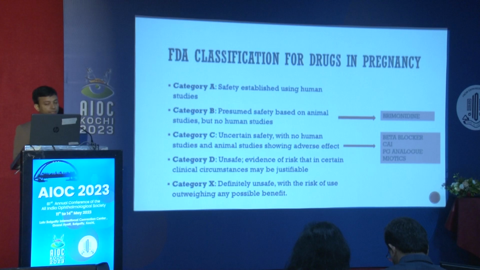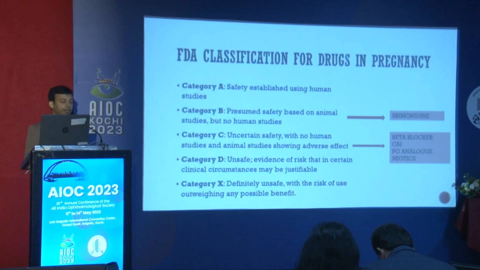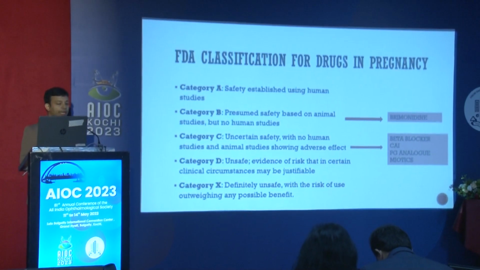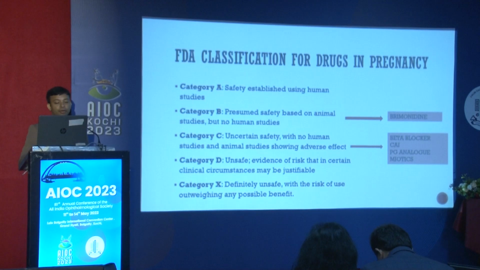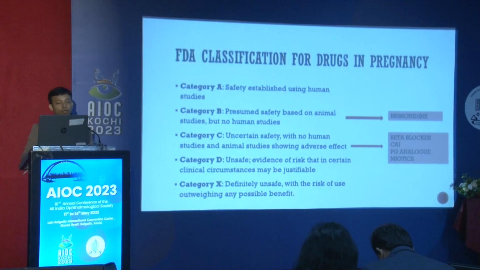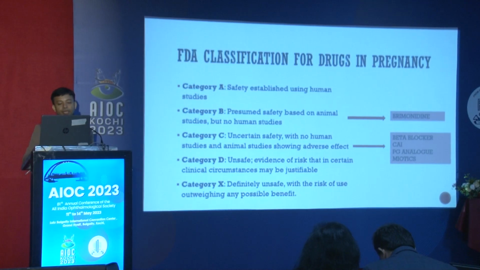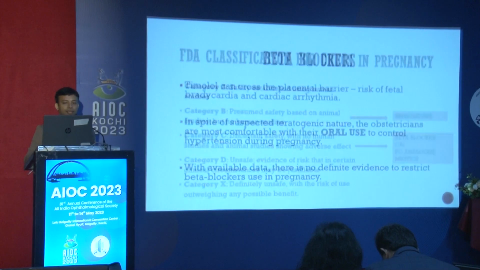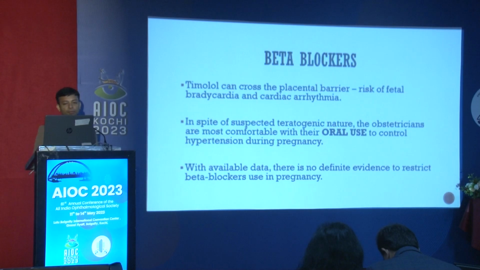So maximum drops are in category C: beta blockers, CAI, PG analogs, and miotics. Category D is unsafe, with evidence in certain clinical circumstances, and category X is definitely unsafe. We are lucky that we don't have any anti-glaucoma medications in category D and category X. So most drops are in category C and brimonidine is in category B. I'll discuss each and every drug.